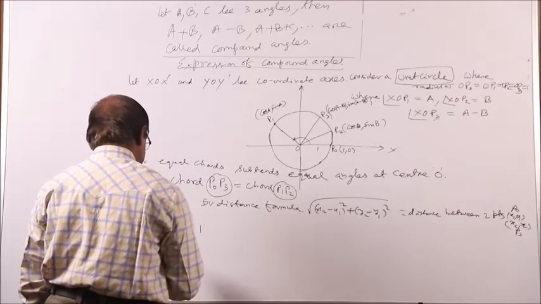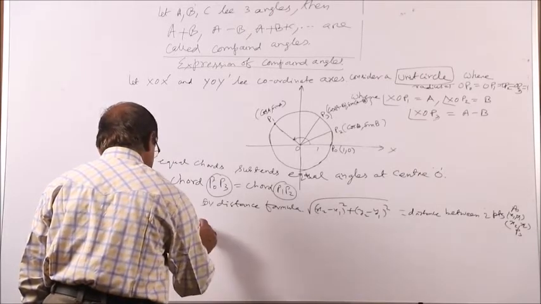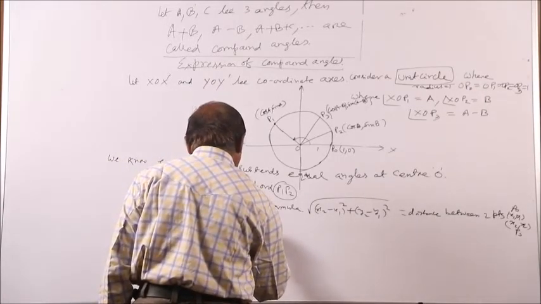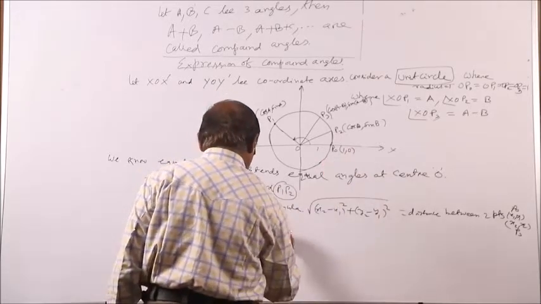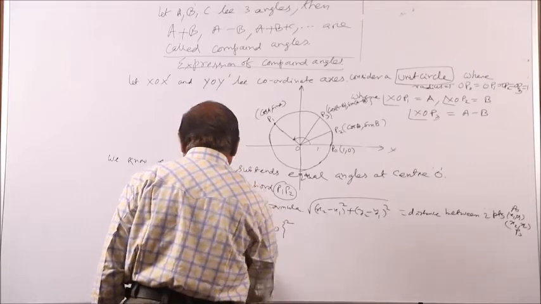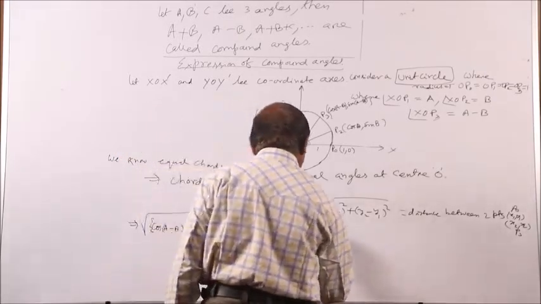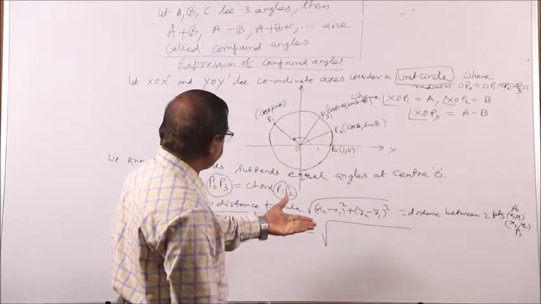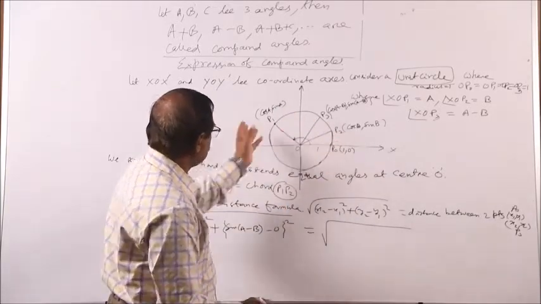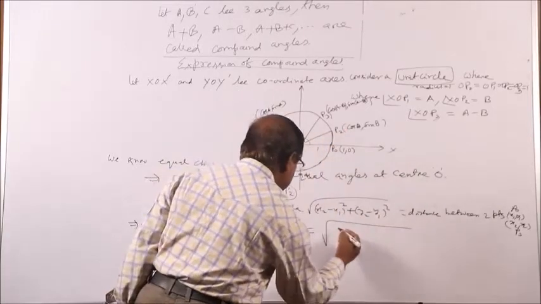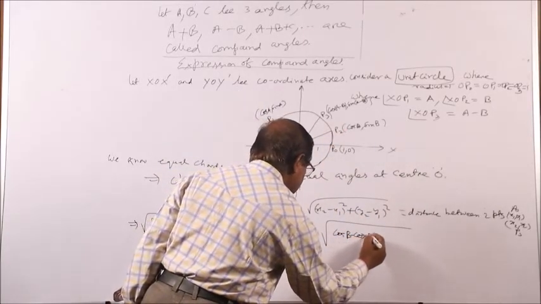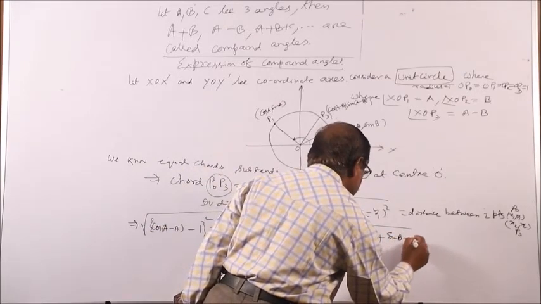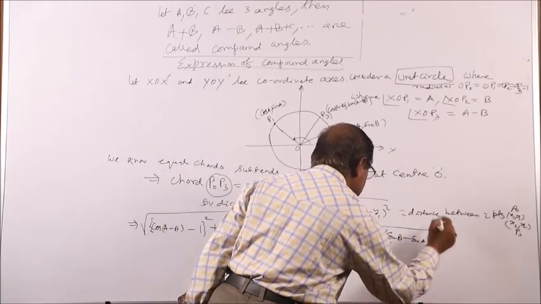square root of (cos A minus B minus 1) whole square plus (sin A minus B minus 0) whole square is equal to square root of the distance P1 P2, which should be (cos B minus cos A) whole square plus (sin B minus sin A) whole square.